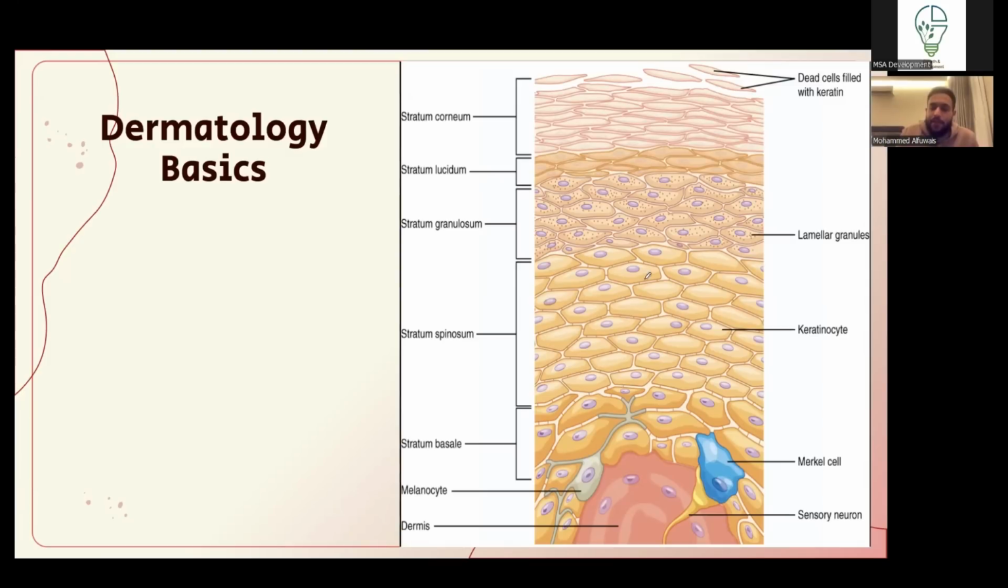Now, what happens is the first time it gets exposed to it, the Langerhans cell will go to the dermis and then go through the lymphatics to the lymph nodes, and then presents that antigen to T cells. What will T cells do? Differentiate into mature T cells. Then the T cell will go back to the dermis.